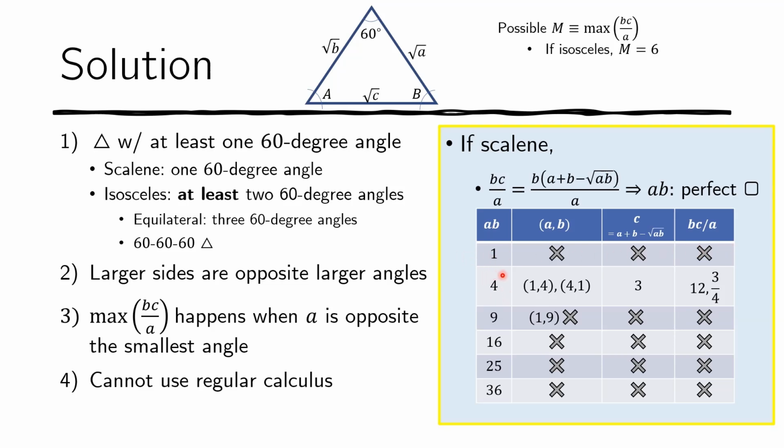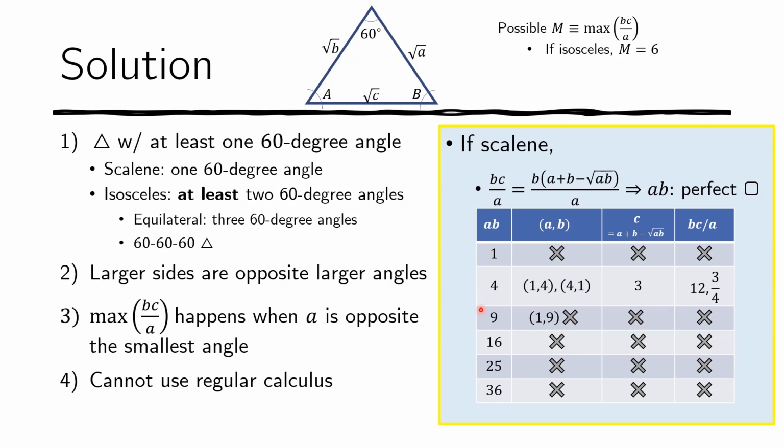The next case is when the product is 4. If the product is 4, then the possible factors are 1 and 4, and 2 and 2. Now, if we have 2 and 2, again, that's an isosceles triangle, and so we don't have to tackle it here. And if it's 1, 4 or 4, 1, then that's what we actually need to look at. So we leave it there for a moment, and we move to the next perfect square, which is 9.